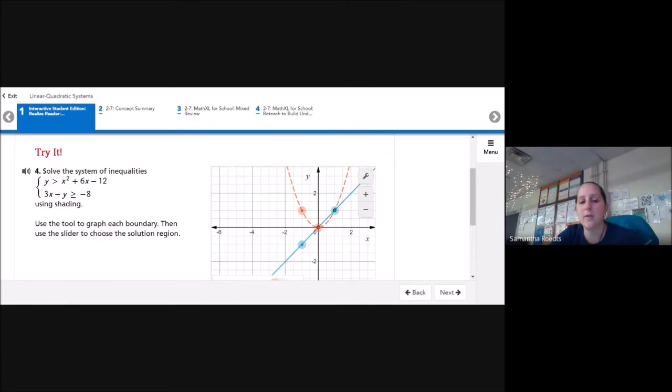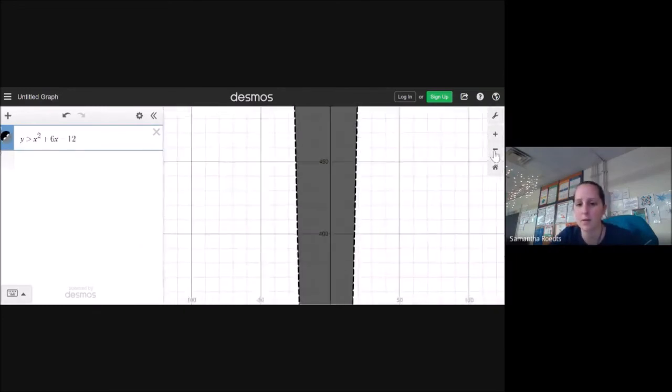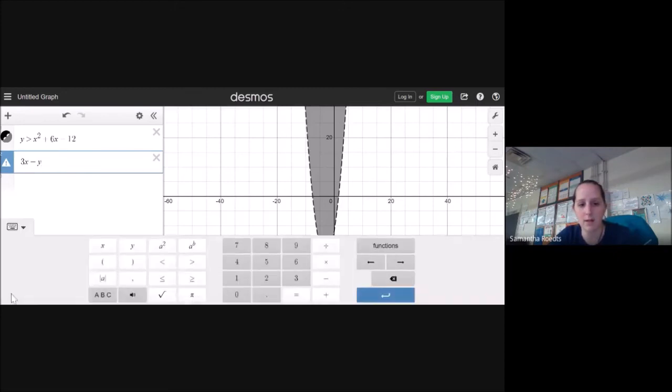So y is greater than x squared plus 6x minus 12. When I graph this, I can put this in vertex form. I'll also use Desmos. And then 3x minus y is greater than or equal to negative 8.